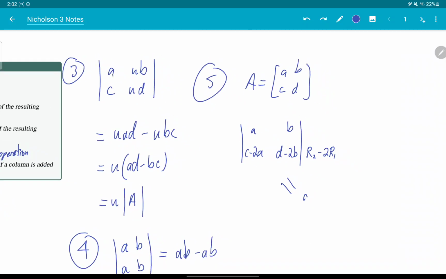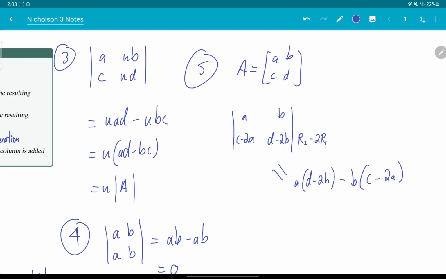Let's see how that works. So I do my usual determinant formula for a 2 by 2. So I go this times this minus this times this. And we're going to see that the extra junk cancels out. So this thing with the twos, they cancel. And I get AD minus BC, giving me determinant of A.